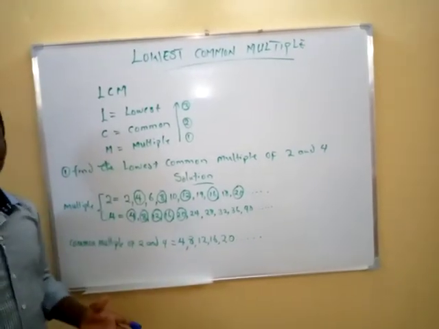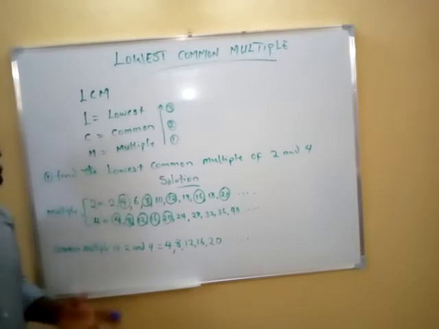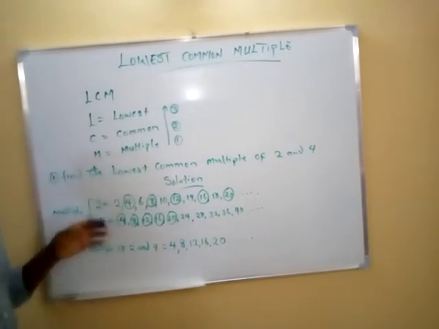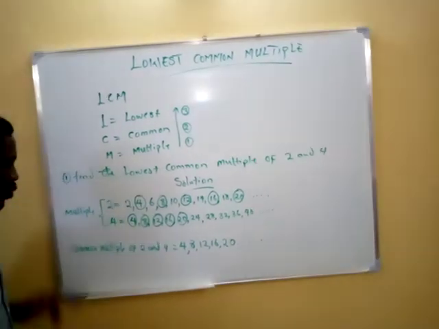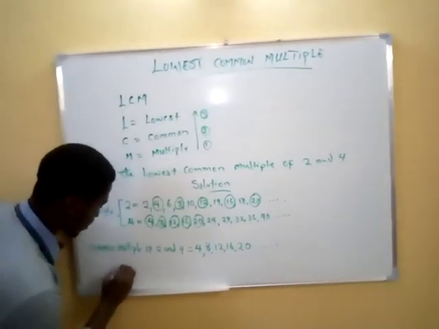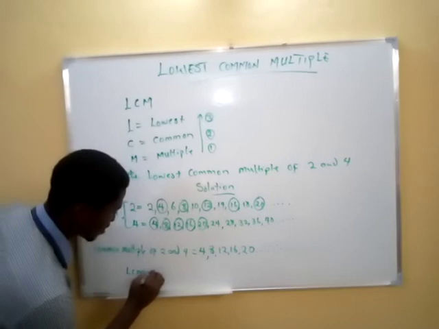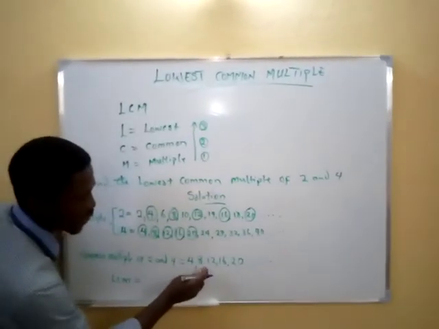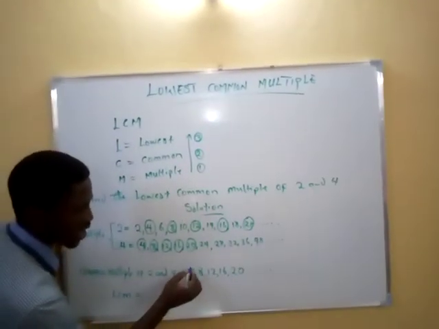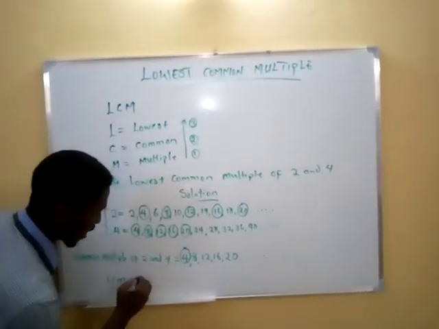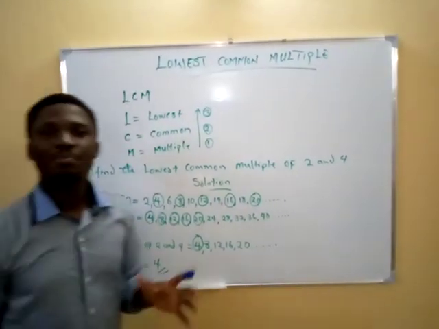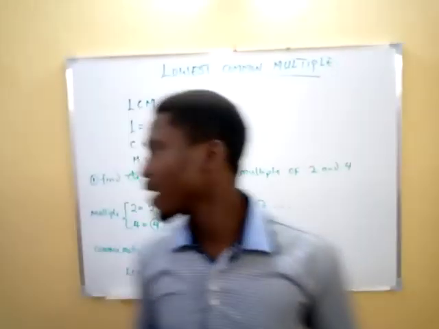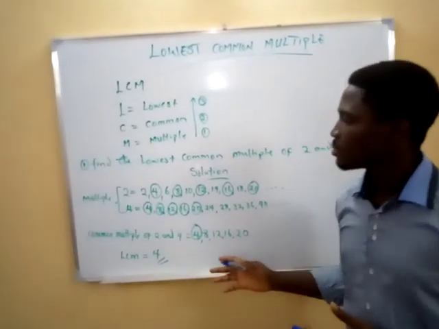How do we now know the lowest of them all? Now, the lowest common multiple is the lowest of this sequence of numbers, LCM, meaning lowest common multiple. What is the lowest here? 4, 8, 12, 16, 20. The lowest is 4. So our LCM is 4. That is just the basic principle behind finding LCM.